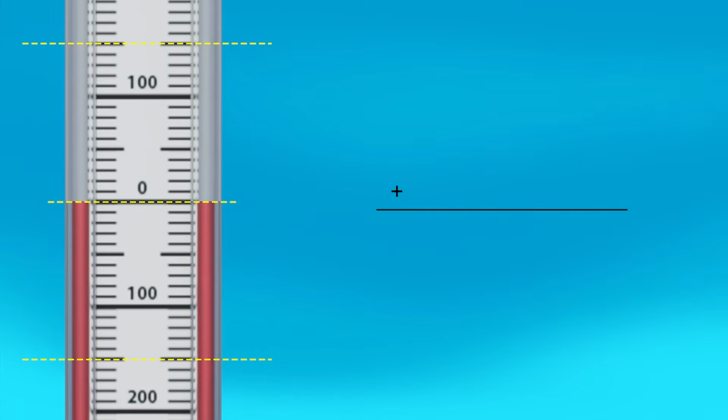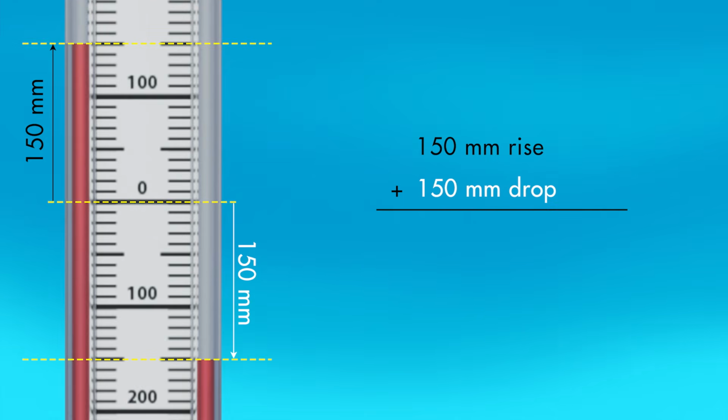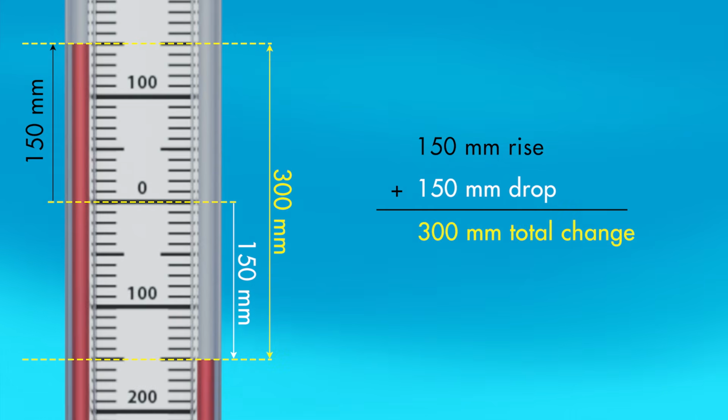To determine if the decrease in pressure was proportional to the increase in volume, we need to know how to calculate the amount of change in the manometer readings. The scale on the manometer is marked in millimeters. The fluid level on the left side of the manometer rose to the 150 millimeter mark above 0. At the same time, the fluid level dropped on the right side to the 150 millimeter mark below 0. This was a total change of 300 millimeters.